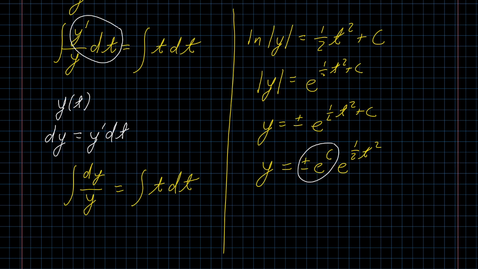Because remember that c is an arbitrary constant. If I raise e to an arbitrary power, I can get any positive number I want out of that. And then I can choose plus or minus, so I can get any positive or negative number that I want. So no matter what number I want, I can choose a value of c so that plus or minus e to the c gives me that number.